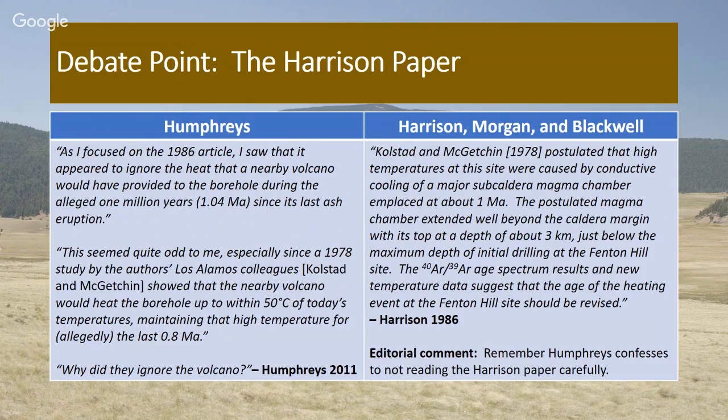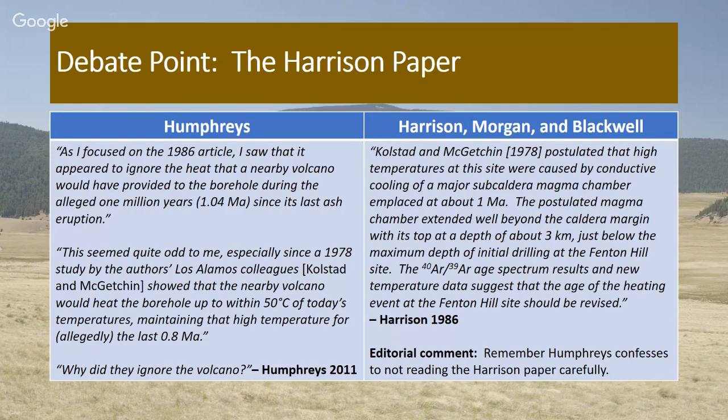Let's go to what Harrison, Morgan, and Blackwell actually said about this Kolstad and McGretchen study. They said Kolstad and McGretchen postulated that high temperatures at this site were caused by conductive cooling of a major subcaldera magma chamber in place about 1 million years ago. The postulated magma chamber extended well beyond the caldera margin, with its top at a depth of about 3 kilometers, just below the maximum depth of initial drilling at the Fenton Hill site. The argon age spectrum results and the new temperature data suggest that the age of the heating event at the Fenton Hill site should be revised.